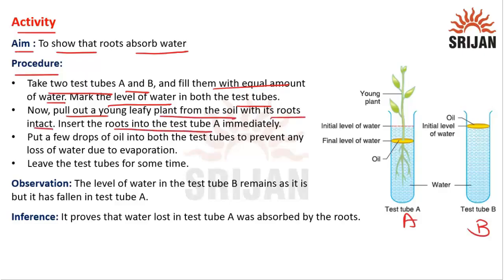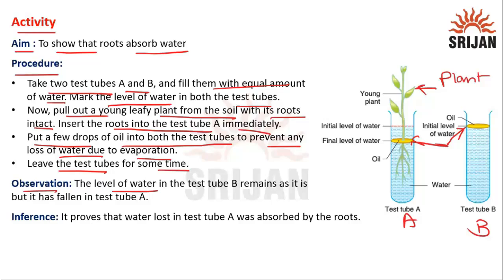Insert the roots into the test tube A immediately. So this is the plant with roots and this is inserted in the test tube A. Put a few drops of oil into both the test tubes to prevent any loss of water due to evaporation. So here oil is applied. Leave the test tubes for some time. Observation: the level of water in the test tube B remains as it is, but it has fallen in test tube A. Inference: it proves that water lost in test tube A was absorbed by the roots.